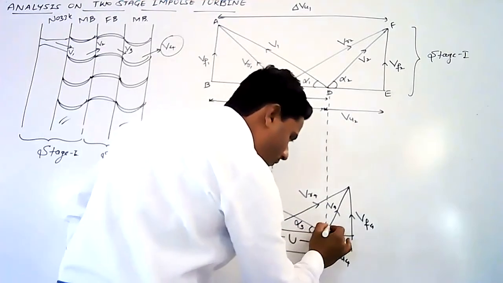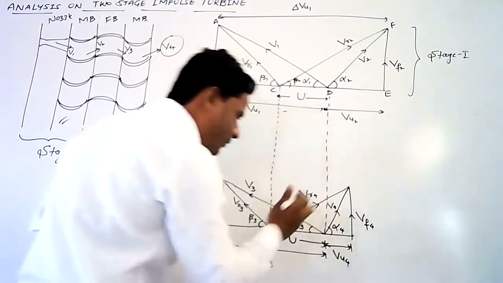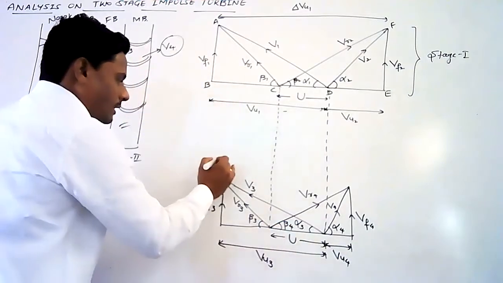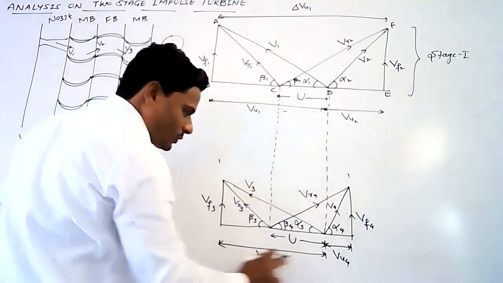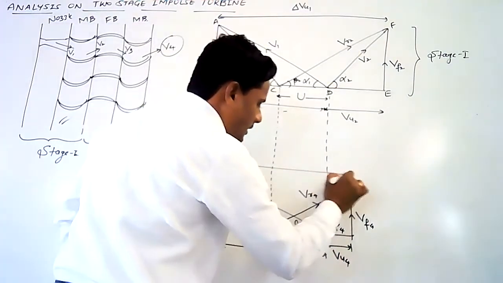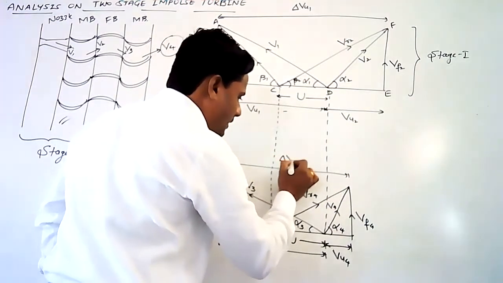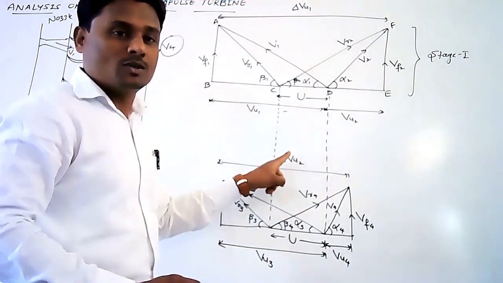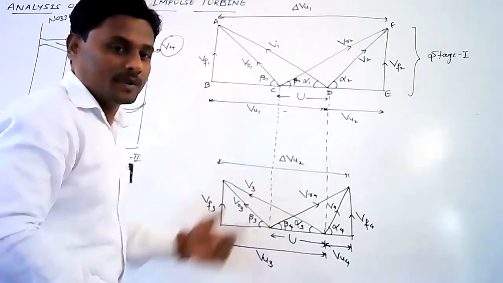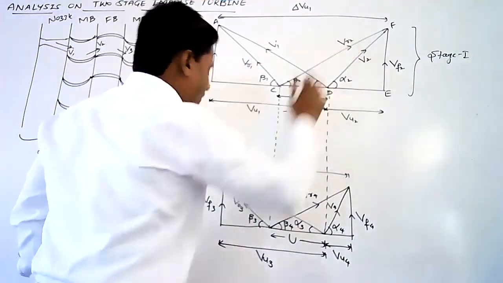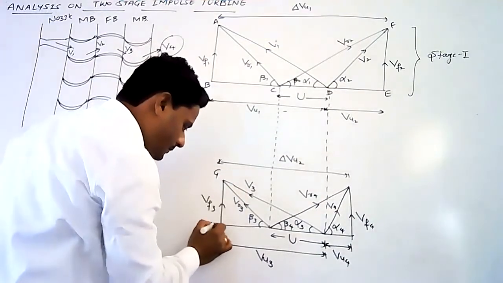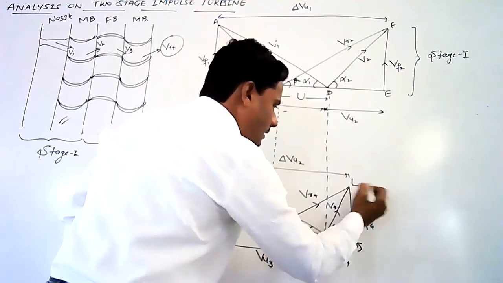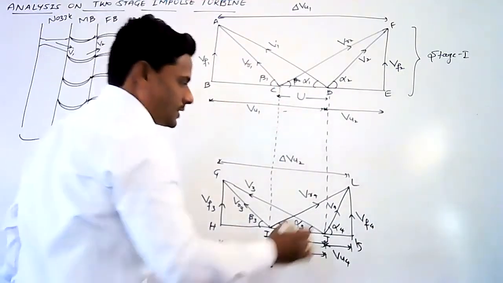For V4, we have the angle alpha 4, and for VR4, we have the angle beta 4. The algebraic sum of VU3 and VU4 is delta VU2. For stage 1, it is delta VU1, and for stage 2, delta VU2. Name all the points: F, this is G, H, this is I, J, K, and L. This is for stage 2.